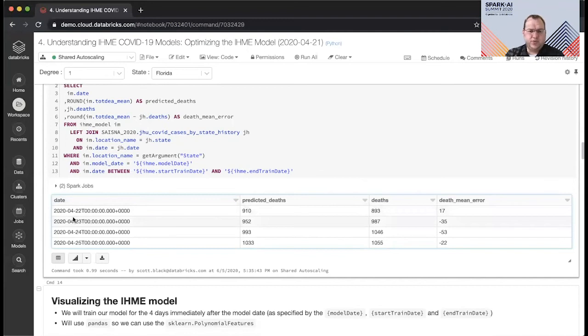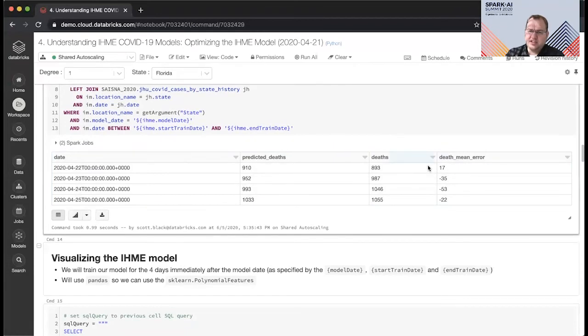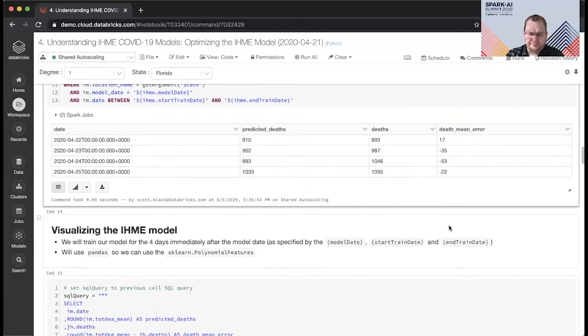You can see on April 22nd, the model predicted 910 deaths. There were actually 893, so it over-predicted by 17. On the next day, 952 was the predicted deaths, but it was actually 987, so it under-predicted by 35. And then in the next 2 days, it continued to under-predict. So this is what we're going to train our model on. Again, we're not going to try and train it on deaths or predictions. We're going to try and train it to predict what this error rate on the deaths will be for the 26th, the 27th, and so on.